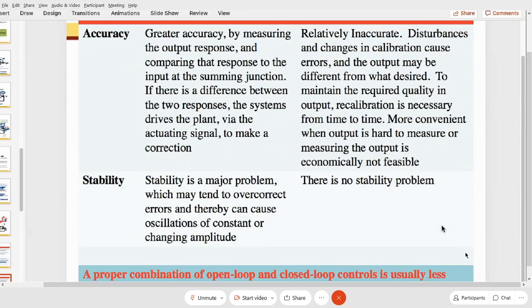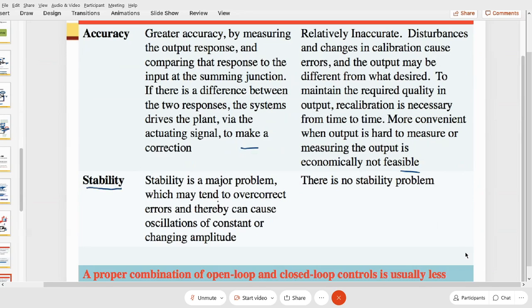Accuracy: which one will give more accurate output? Sure, the closed loop control system will be more accurate. They will try to minimize the error, the difference. You can read more explanation here. And then stability.